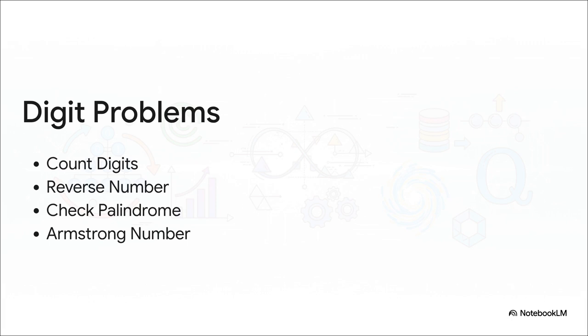Want to count digits? Just throw a counter variable into your loop. Want to reverse a number? Keep a running total, multiply it by 10, and add the extracted digit on each pass. Palindrome? Just generate that reverse number and check if it matches the original. It's the exact same underlying structure powering all these different solutions.